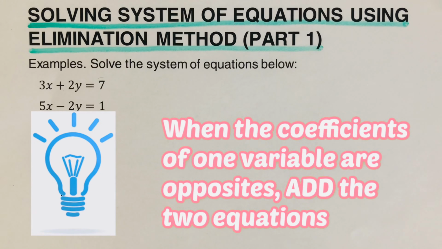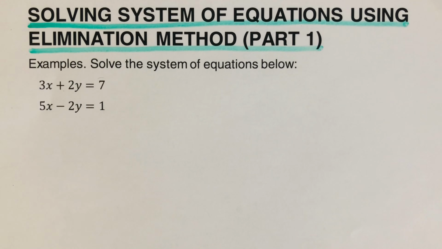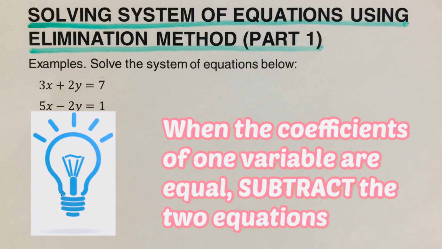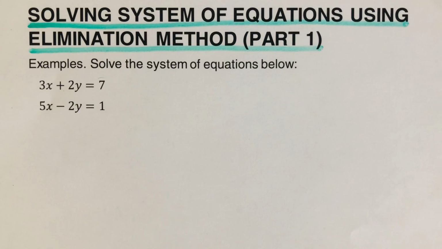First, when the coefficients of one variable are opposite, that means one is positive and the other one is negative, we add the equations. And when the coefficients of one variable are equal, that means both of them are either positive or both of them are negative, we subtract the equations. Now let's take this example right here.